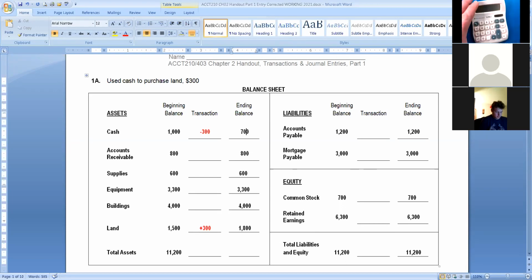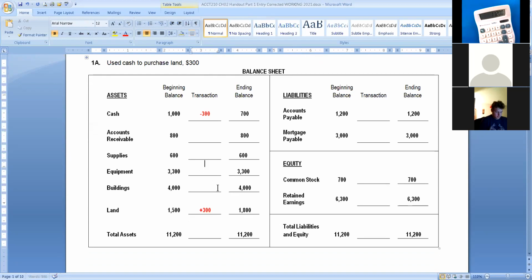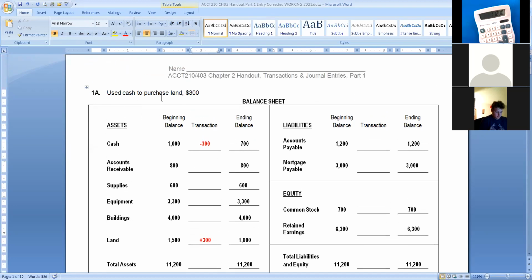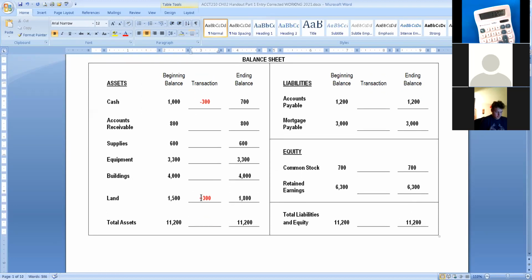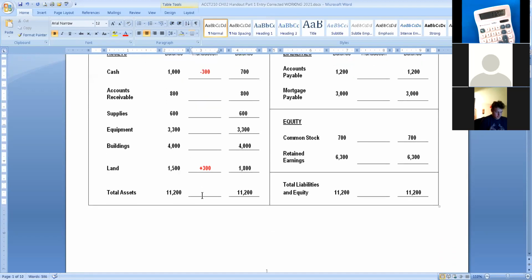So over here, now hopefully this will come out to be 11,200, and if it doesn't, then there's a problem. Okay, that comes out to 11,200, so we still balance. So actually, our assets didn't change at all. We purchased land, our cash is less, but our land is more, so it's kind of a wash.